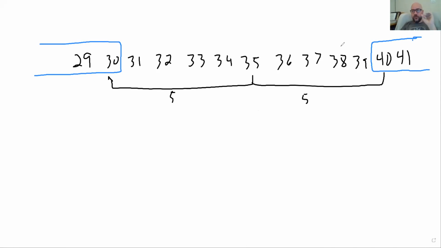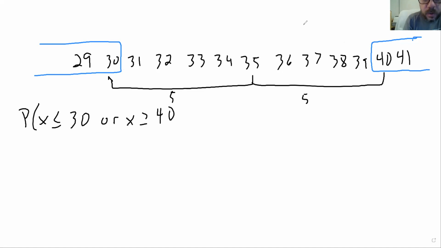Now, we can certainly do the thing that we just did a second ago, 1 minus it, right? We found the probability of getting 31 through 39 was like 77% or 76.5% or whatever it was. And so this is the complement of that. We could do 1 minus that and get our answer, but let's pretend that we hadn't just done that problem. The way I would want to do this, I would say that the probability that x is less than or equal to 30 or x is greater than or equal to 40 equals.